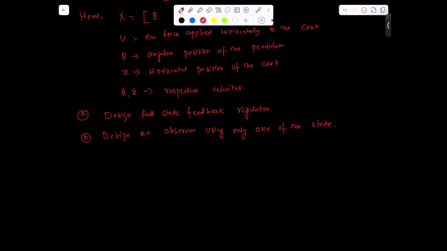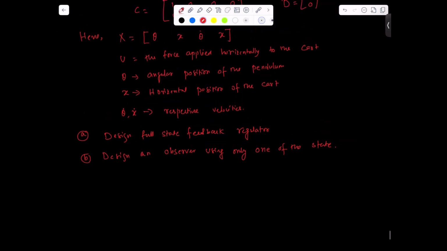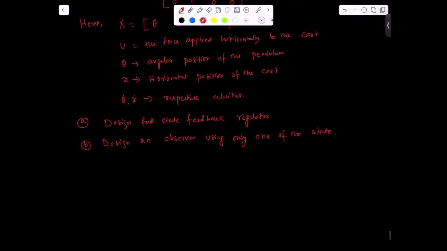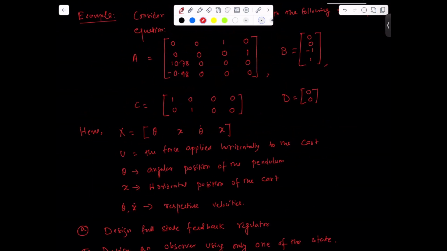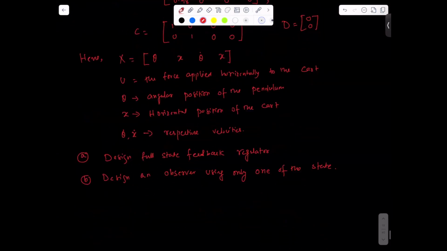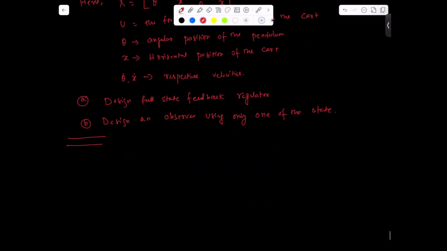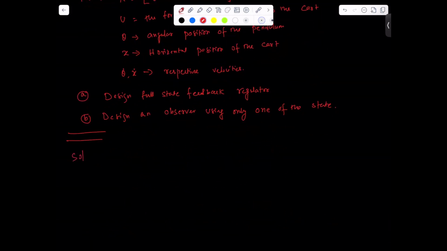So let's solve this problem. We'll be using the concepts we discussed in the last lecture. From the given system matrices, you can find the system equation in LTI form. This part you have already done multiple times. So now we'll start with the solution of the problem.